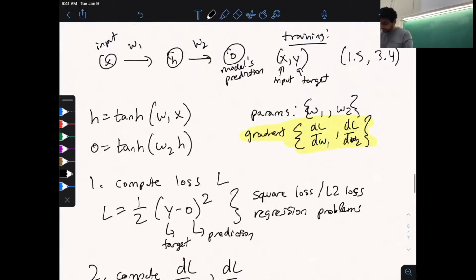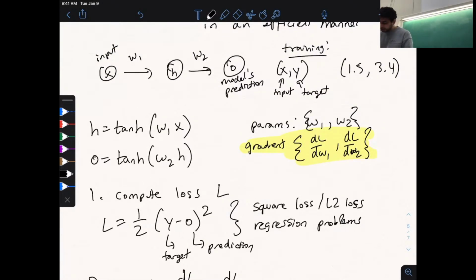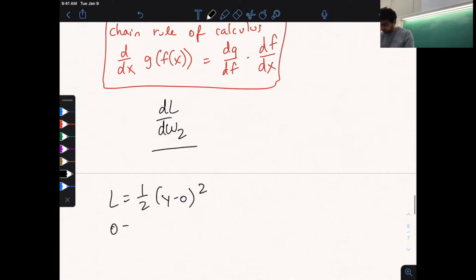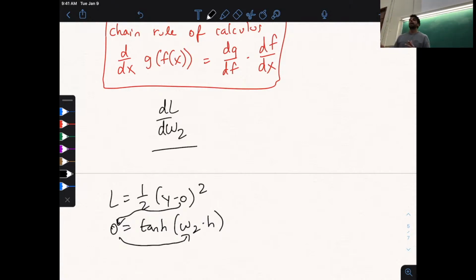So let's take a look at our equations again. We see that O equals tanh of W2 times h. And so we kind of need to work our way backwards. From the loss, we see that O is used, and then work our way back to W2 using the chain rule to get this product. So I'm going to define some intermediate variables to make this easy to visualize.